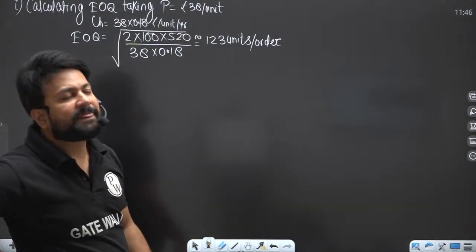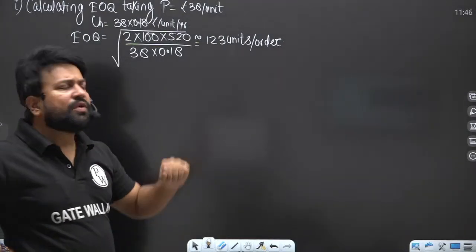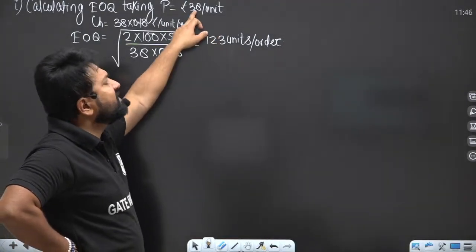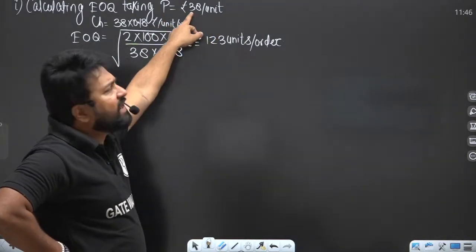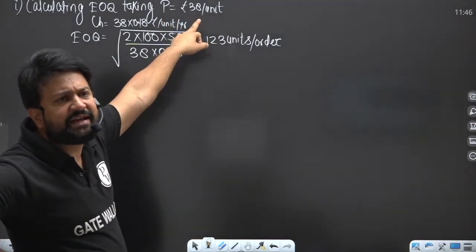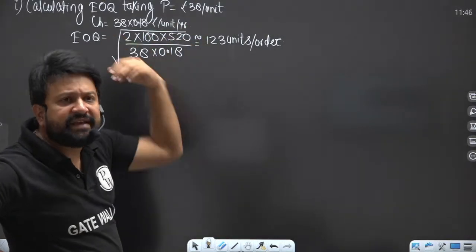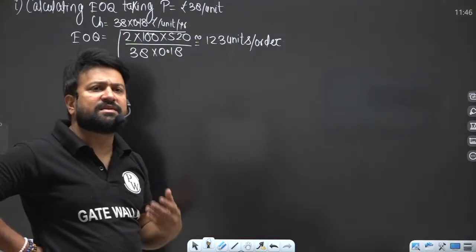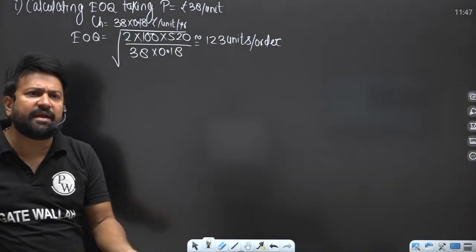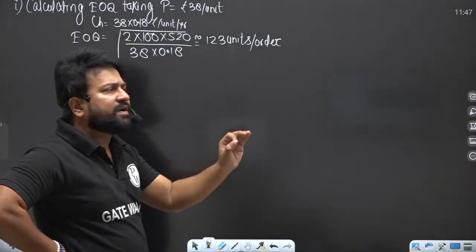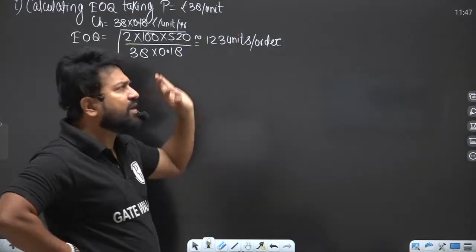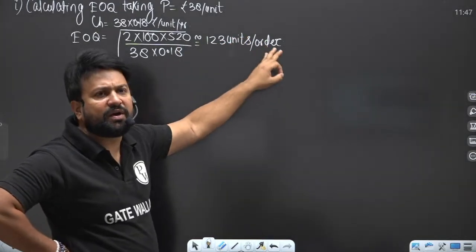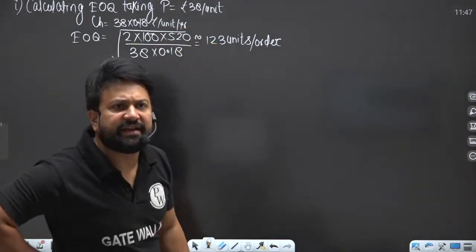Tell me yes or no. Will you get this number of units at this purchasing price? Either say yes or no. Tell me, will you get 123 units per order at a purchasing price of 38?